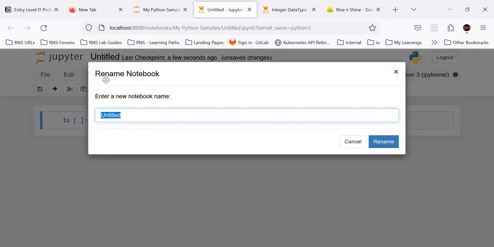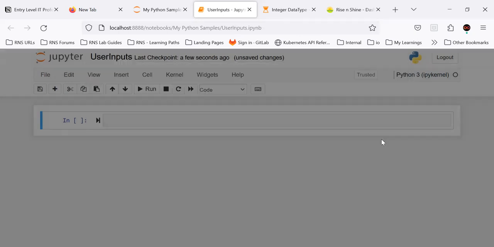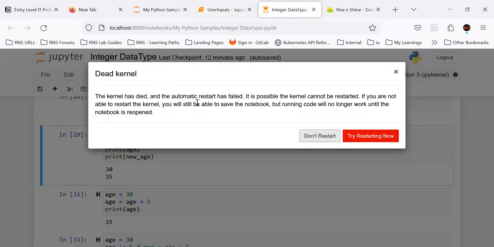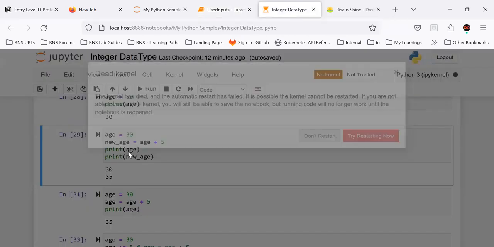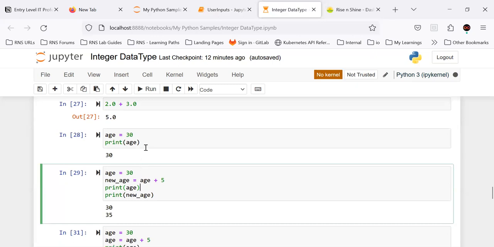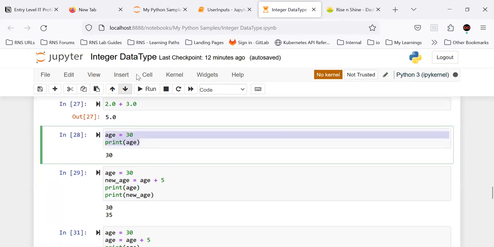Now, what is the concept we are going to talk about? Yesterday we were hard coding the value of the age within the program itself. But now, instead of hard coding that, let me take this code. Yes, I need this.